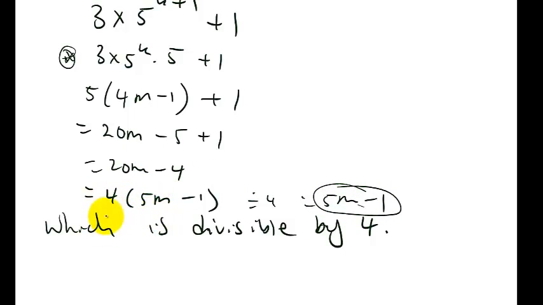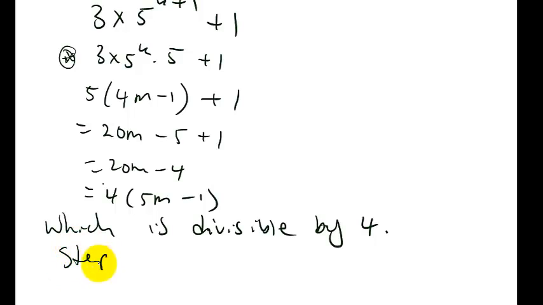So usually I tend to leave it here. M is just a positive integer, so it's going to be fine. 5 times whatever, take away 1, times by 4, is going to be divisible by 4. That's it. And then step 4, as always.